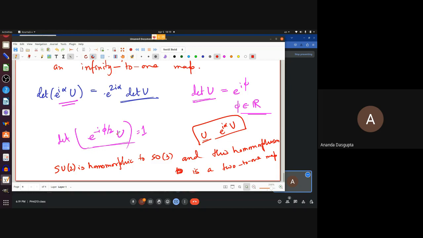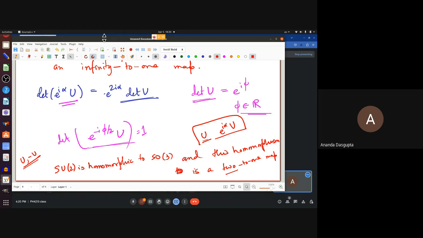Come on. Multiples of pi. As far as U is concerned, either U or minus U. Minus U is also an SU2 matrix. If U is an SU2 matrix, so is minus U. Is that okay? Yes, right. And they produce exactly the same effect. So this map is a 2-to-1 map. There are two SU2 matrices corresponding to every rotation matrix.